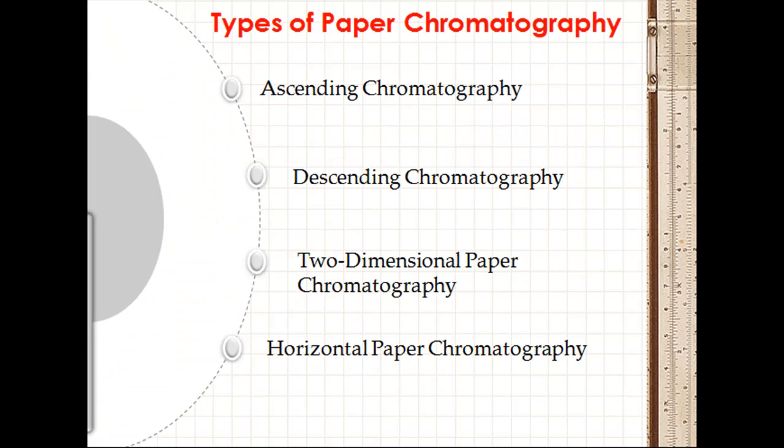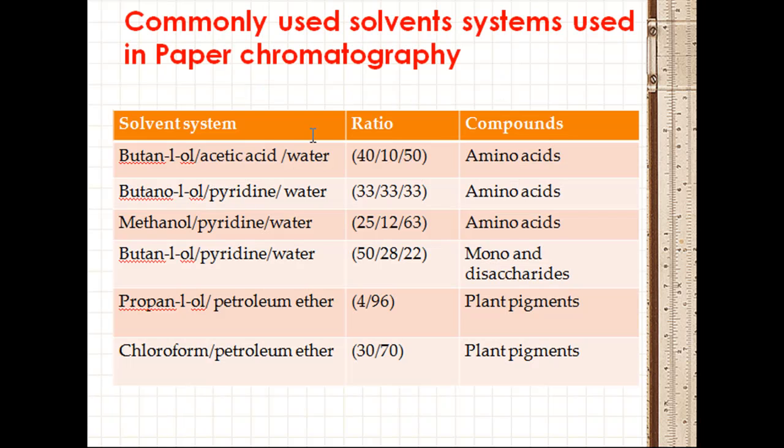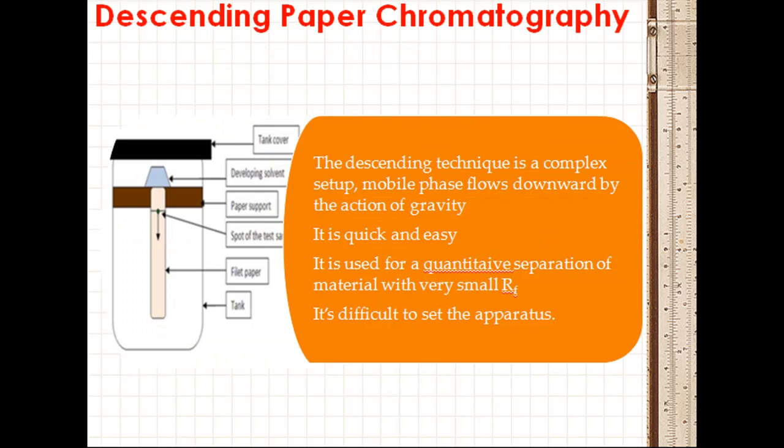These are the types of paper chromatography: ascending chromatography, descending chromatography, two-dimensional paper chromatography, and horizontal paper chromatography. These are commonly used solvents for the separation of compounds like amino acids, carbohydrates, and plant pigments. Descending paper chromatography: the solvent travels downwards on the paper and is assisted by gravity besides capillary action. The solvent reservoir is at the top.